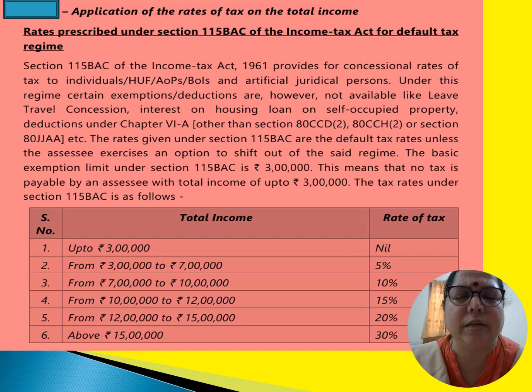The basic exemption limit under this particular section is rupees 3 lakhs. This means that no tax is payable by an assessee with total income up to rupees 3 lakhs. So it reads further as follows. Up to rupees 3 lakhs, nil rate of tax, no tax. From 3 lakhs to 7 lakhs, 5% is the rate of tax. From 7 lakhs to 10 lakhs, 10%. From 10 lakhs to 12 lakhs, 15%. From 12 lakhs to 15 lakhs, it is 20% on the net income. And above 15 lakhs, the rate is 30%.